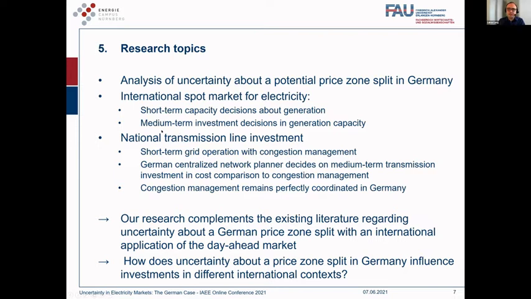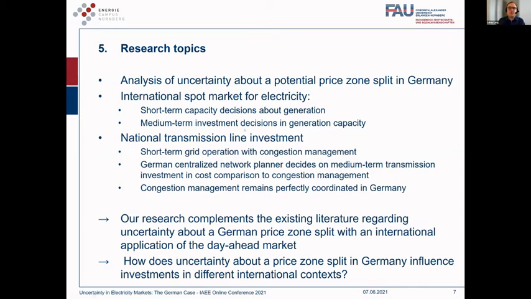As I said, there is an international spot market, a day-ahead market for electricity that we're looking at. And this is what the other research does not do. So we look at short-term capacity decisions about generation and also at medium-term investment decisions in generation capacity, and we solve them endogenously, basically. And exactly, very much in an international context. So we're not looking just at Germany, but also at other countries. However, the national transmission line investment is something we also want to analyze. This is kept on a national basis, basically, because there is no coordination, or nearly no coordination, between countries assumed in this setting that we're using.